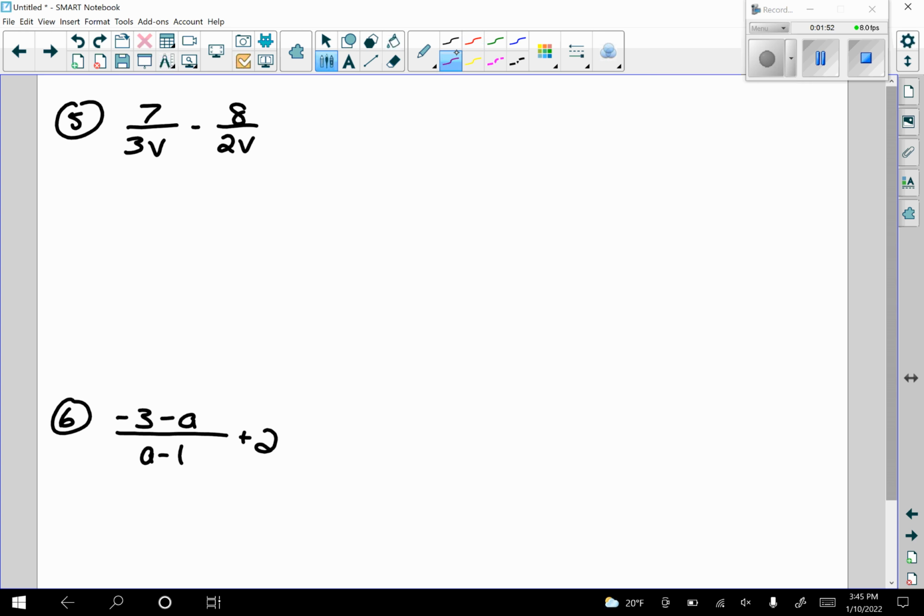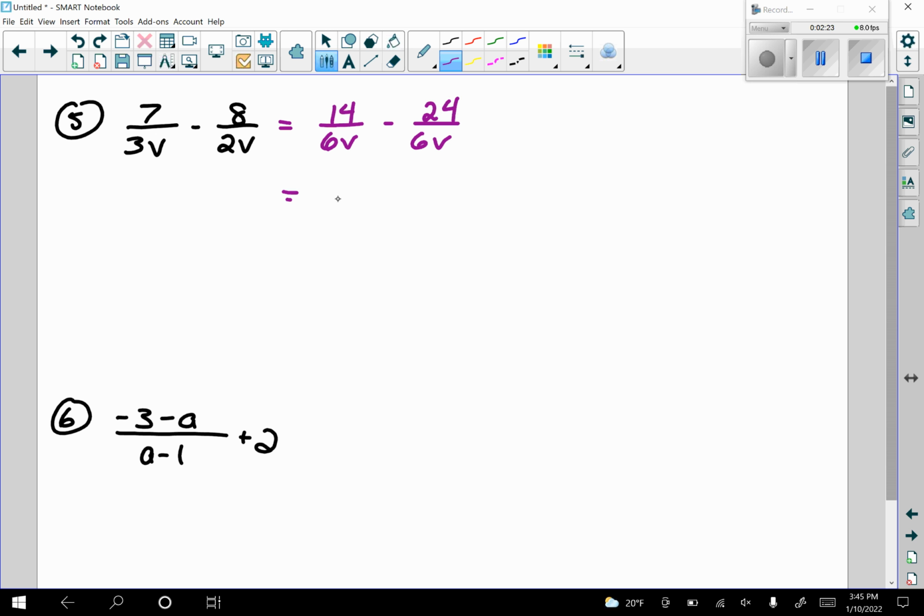All right, for number 5, we are subtracting 2 fractions. I want to follow the steps. I want to make 2 blank fractions. The LCD, now these are both monomials, so 3 and 2 can both go into 6, and each denominator has a v, so my LCD is 6v. Now 3v gets multiplied by 2 to get 6v, so I need to multiply 7 by 2, so we're going to get a 14 as our first numerator. 2v gets multiplied by 3, so 8 gets multiplied by 3, and I get a 24.